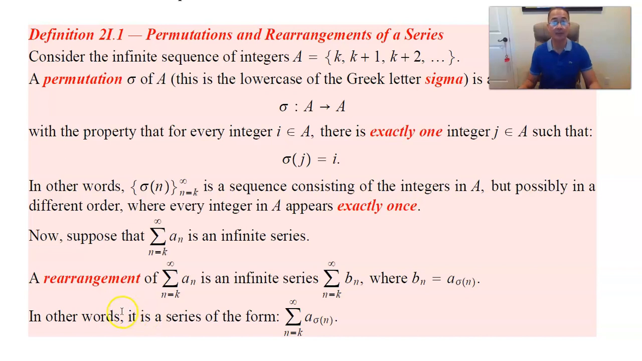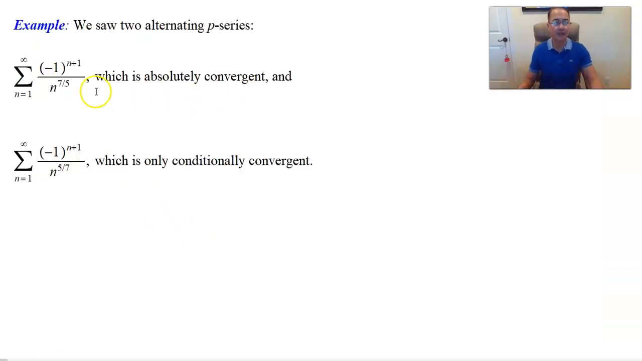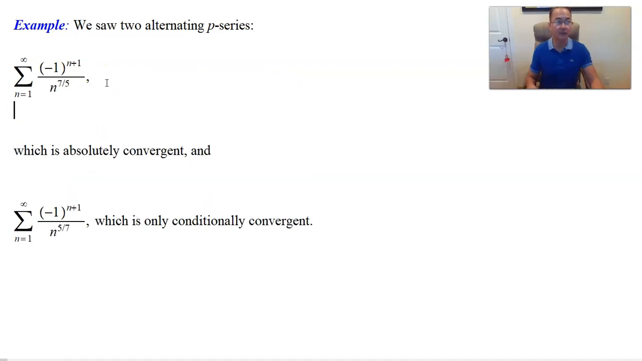Let's go back to our workroom and see what happens when we rearrange two of the examples that we saw. All right, so we saw these two alternating p-series, one with 7 over 5 and one with 5 over 7. The one with 7 over 5 is AC, absolutely convergent, but the one with 5 over 7 is only CC, conditionally convergent. All right, so here's what we're going to do. We are going to actually spell out the terms of these two infinite series.